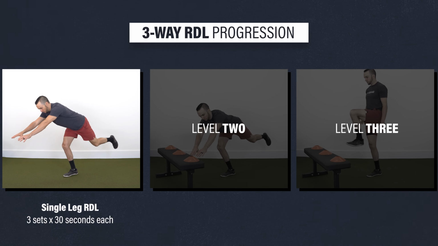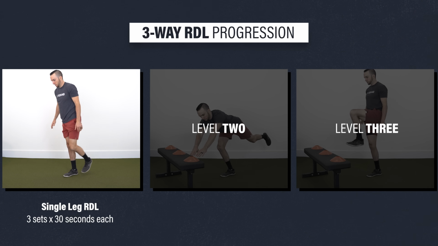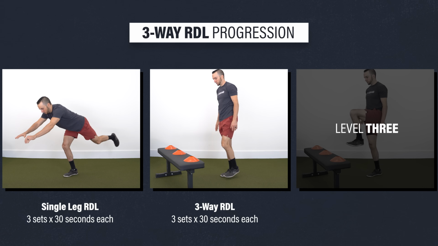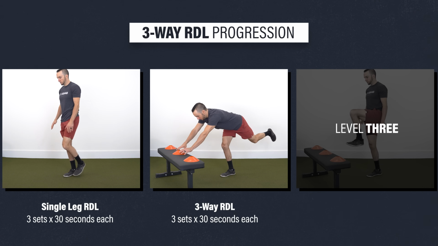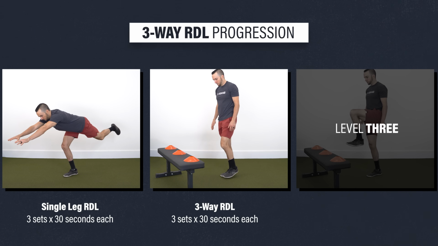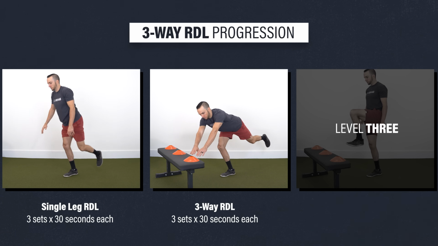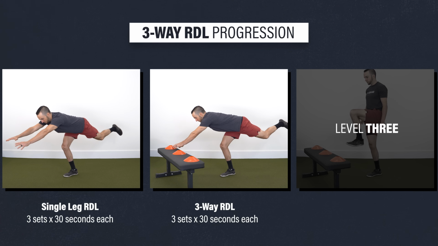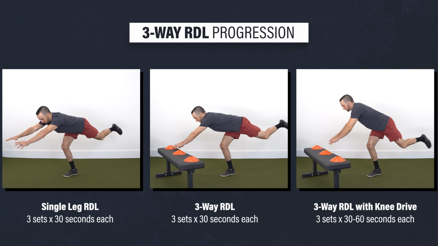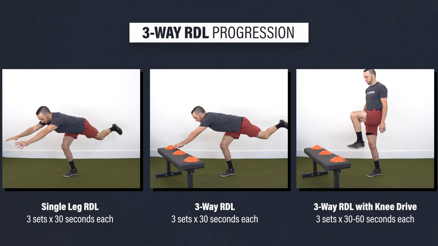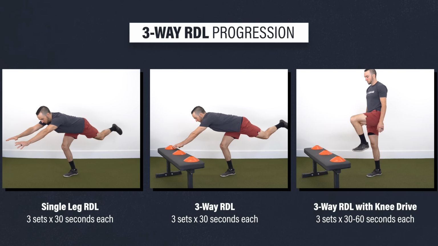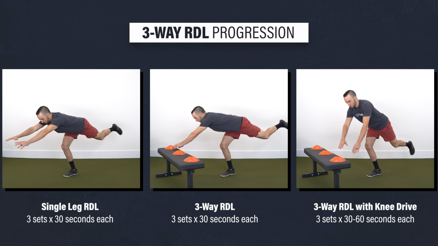Start with a single leg RDL without letting the other foot touch the ground. For level 2, you will perform a 3-way RDL where you reach your arm in 3 directions, to the left, middle, and then to the right. Only reach to the left and right as far as comfortable for your knee. And finally, for level 3, you will progress the previous movement by adding a knee drive. Perform for 3 sets of 30 to 60 seconds on each leg.